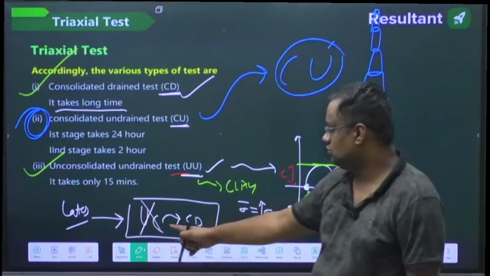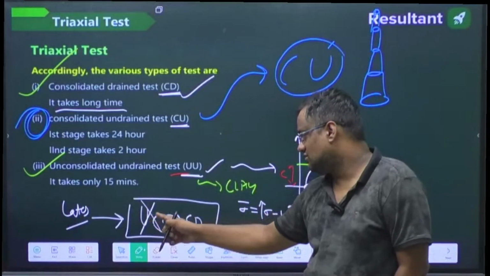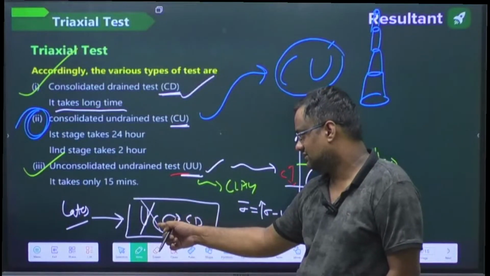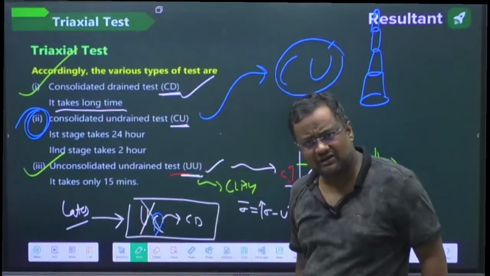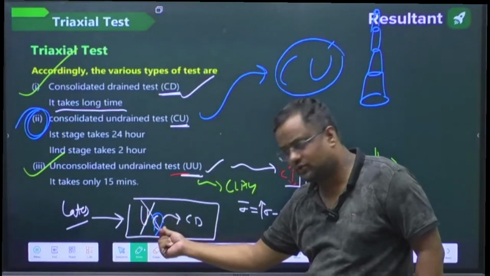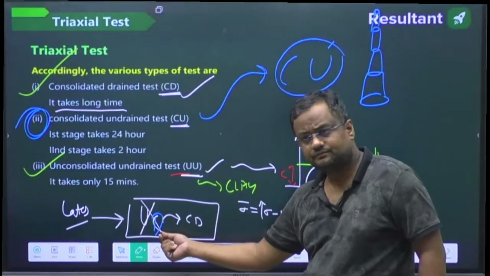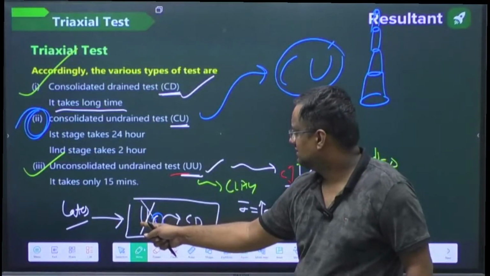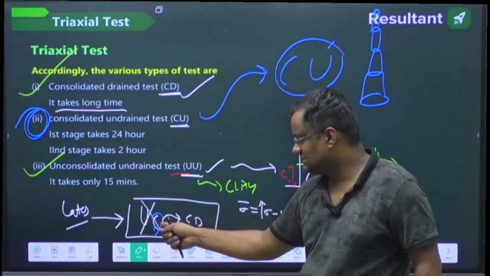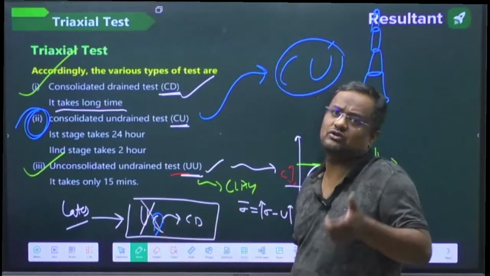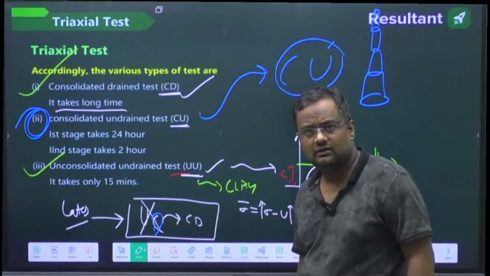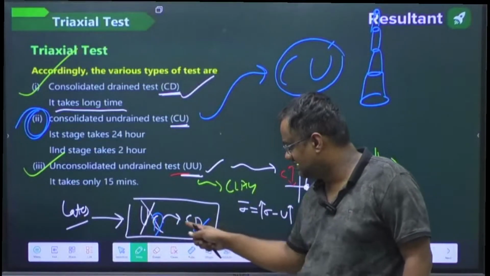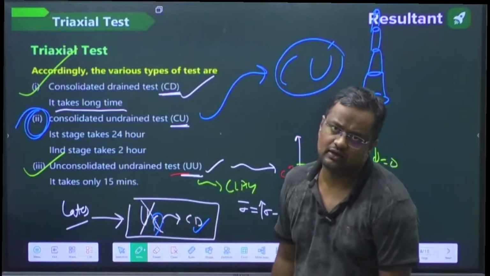Now, why is there no UC test? Because in the unconsolidated and then drained test, ultimately the water is going out. At the second stage, you are putting the valve open. The first stage is unconsolidated, the second stage is drainage, so in the second stage you are allowing the water to go out. The result will be the same as CD, because here also ultimately the water is going out.